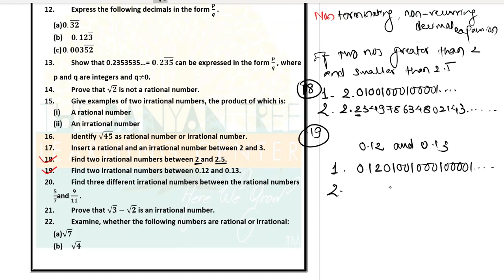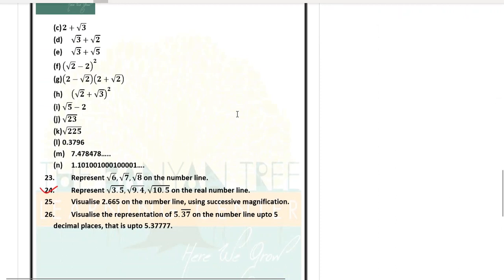The second number between 0.12 and 0.13 should be 0.125934843026 and so on. Just random digits. I just made sure that the number is greater than 0.12. So 0.12 something something is definitely greater than 0.12, and it is smaller than 0.13. So these are two irrational numbers between 0.12 and 0.13. I hope this doubt is absolutely clear. Let's go to the next doubt.